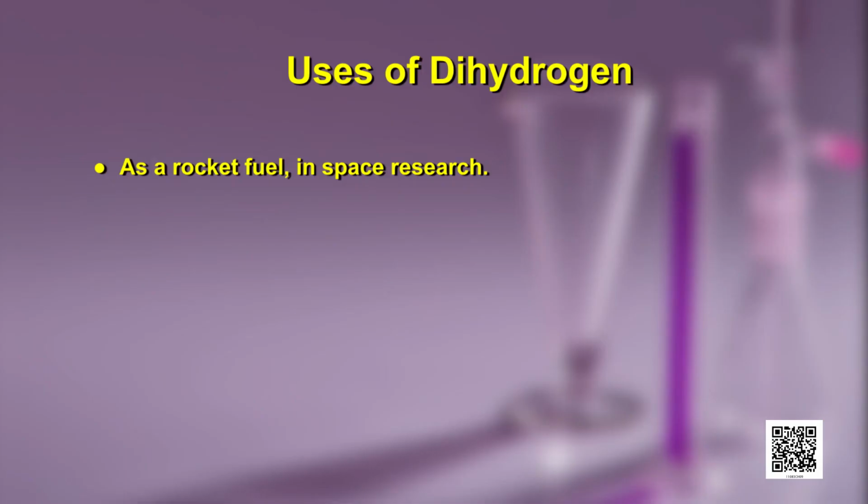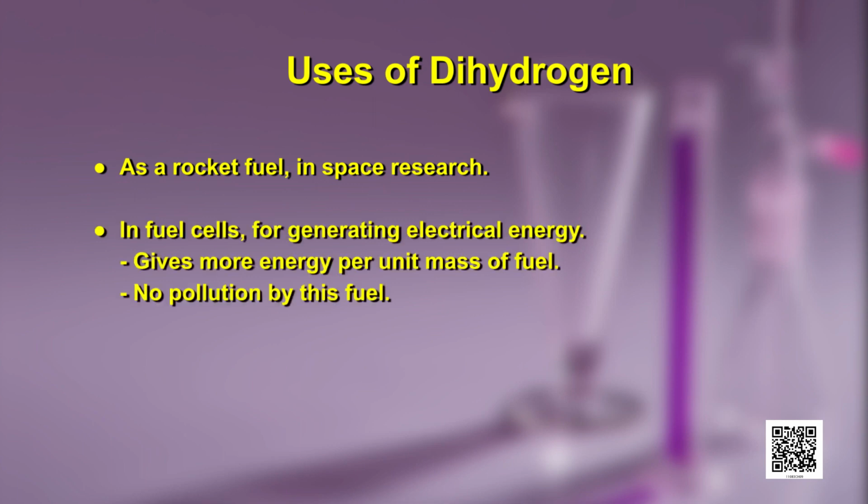Dihydrogen is also used in atomic hydrogen and oxyhydrogen torches for cutting and welding purposes. It is used in rocket fuel, in space research and also in fuel cells for generating electrical energy. Dihydrogen gives more energy per unit mass of the fuel consumed, and also there is no pollution by this fuel. We will discuss more about its usage as a fuel in a later episode in this series, that is hydrogen part 4.